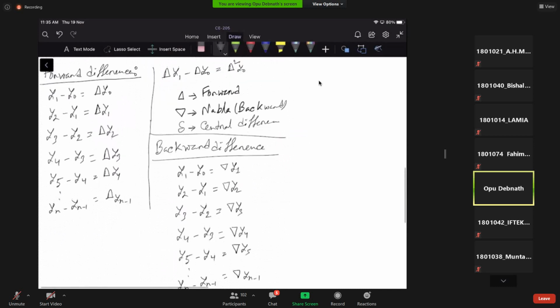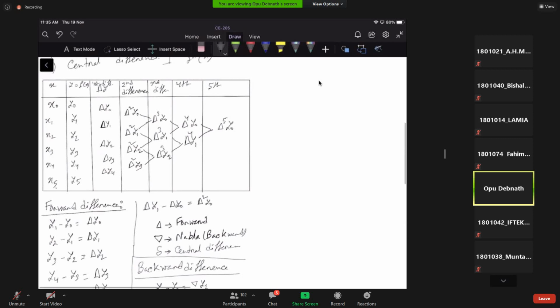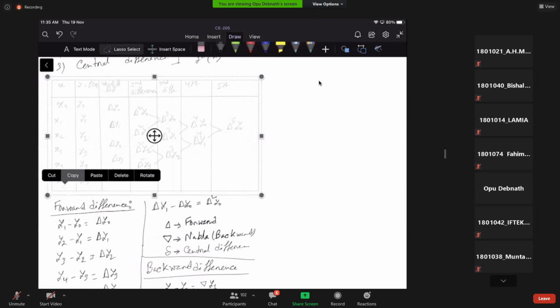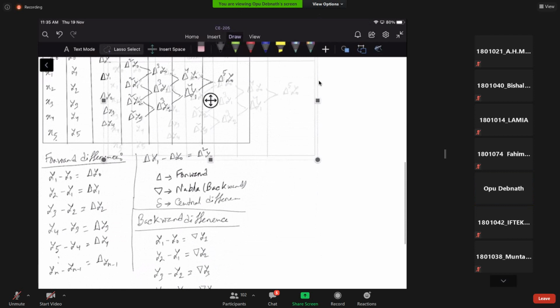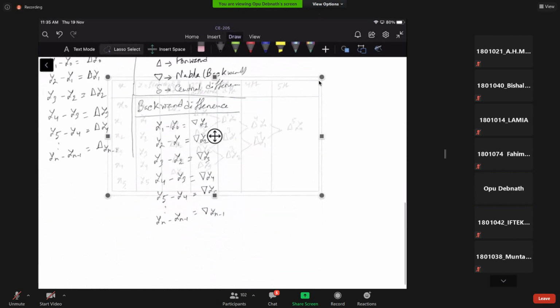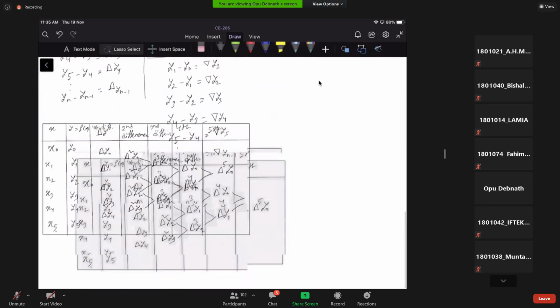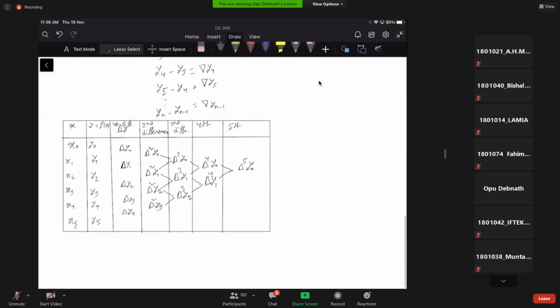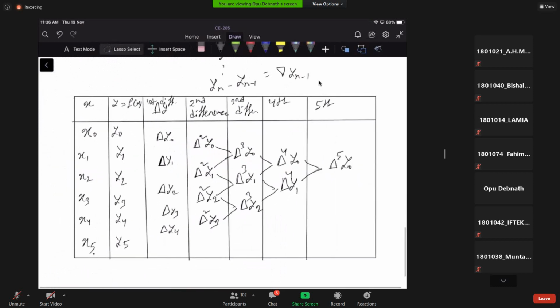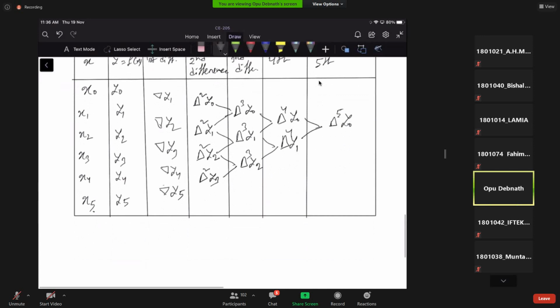Okay. And similarly, I can just simply copy this table to show. So the first differences are nabla y1, nabla y2, nabla y3, nabla y4, and nabla y5. Okay.